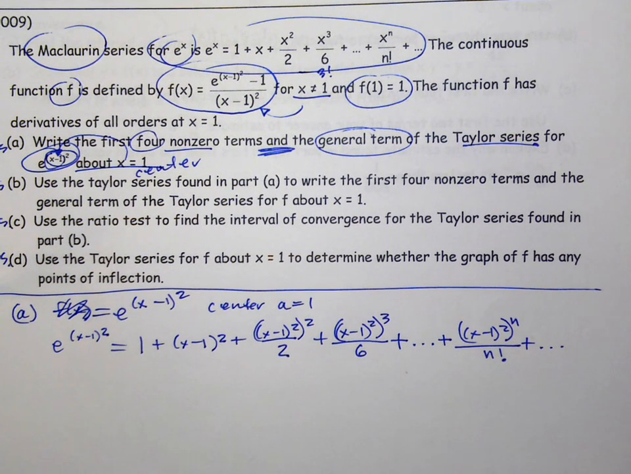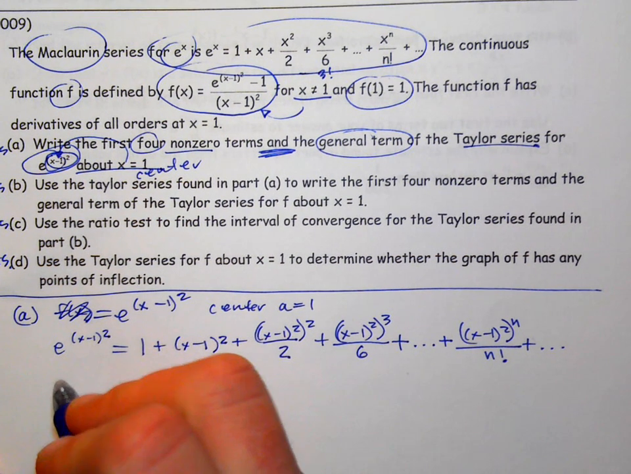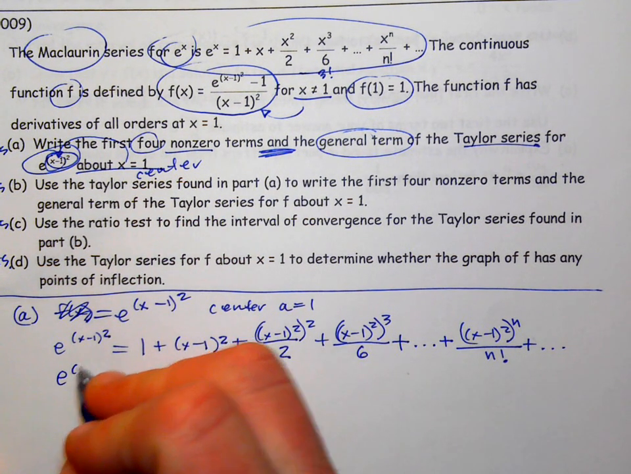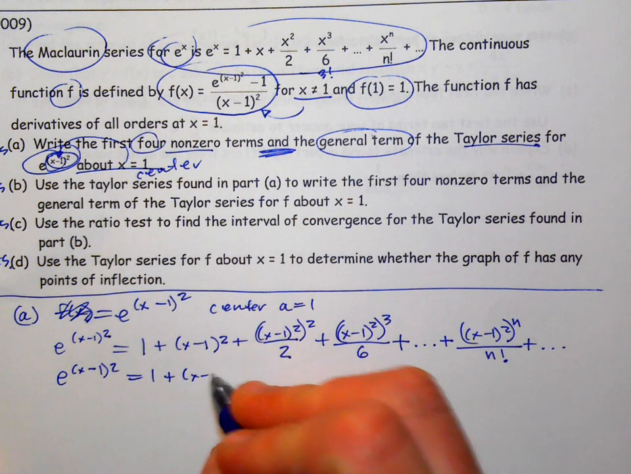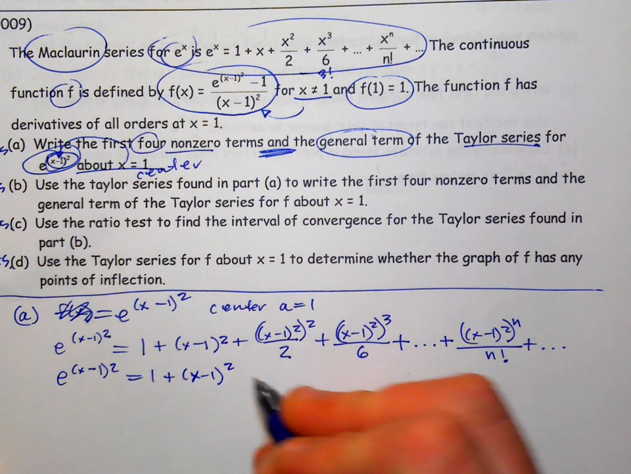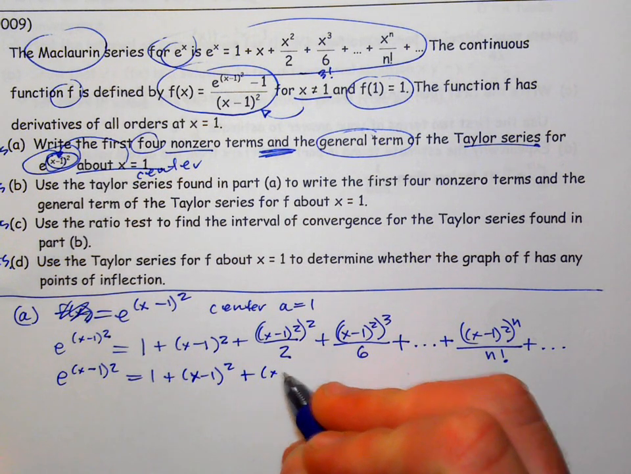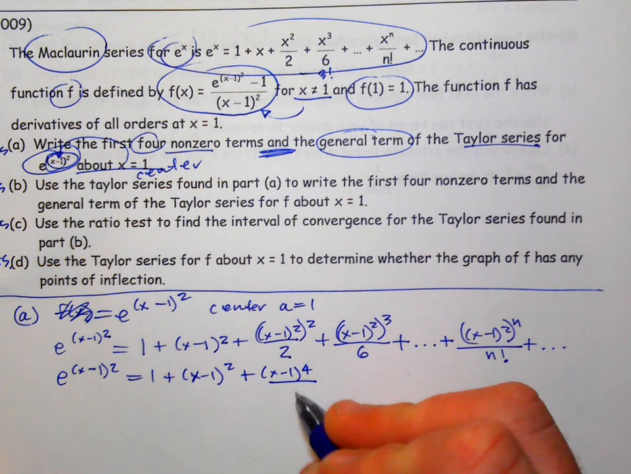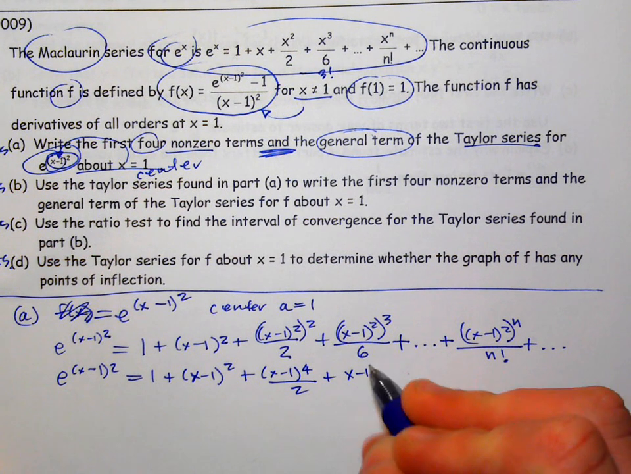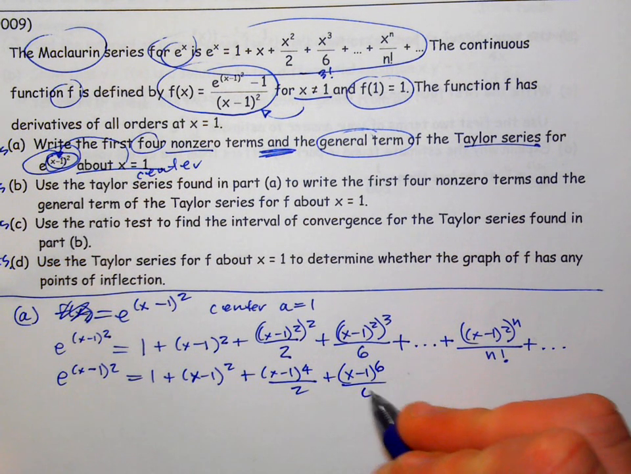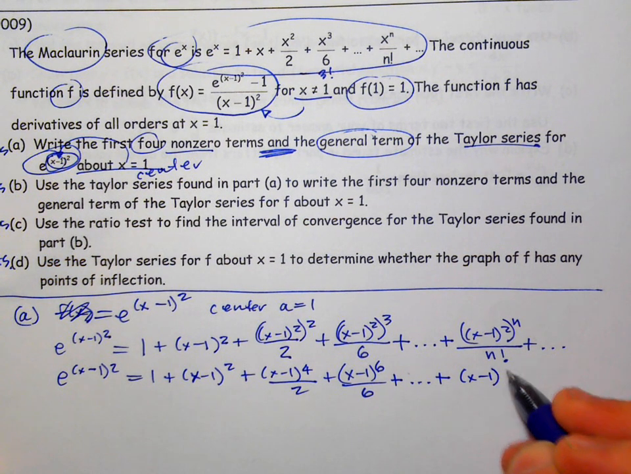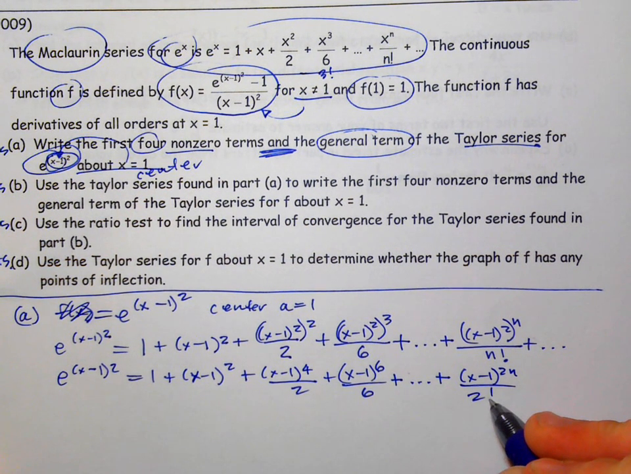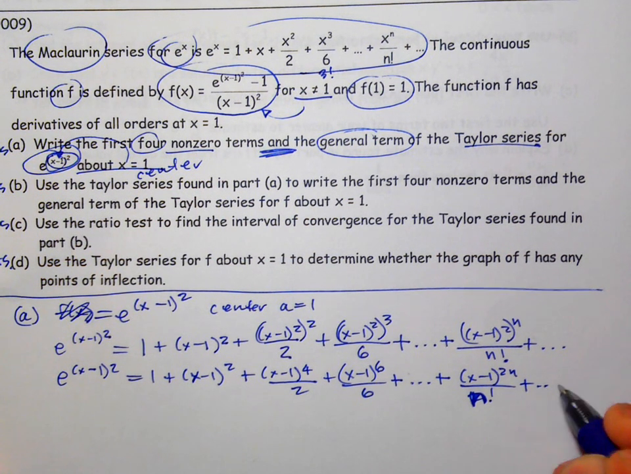So, I mean, I guess we could write it like that. We could simplify it. e to the (x minus 1) squared equals 1 plus (x minus 1) squared. I definitely wouldn't expand the binomials. Plus (x minus 1) to the fourth over 2 plus (x minus 1) to the sixth over 6 plus dot, dot, dot, plus (x minus 1) to the 2n over n factorial plus dot, dot, dot.